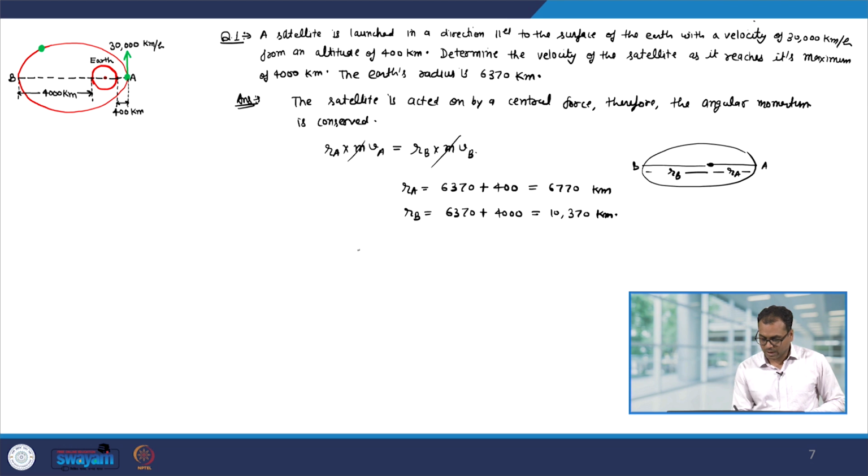Now, let us put it above. So, we have RA into VA, VA is given, it is 30,000 kilometer per hour, equal to RB, which is 10,370, into VB, and from here VB comes out to be 19,590 kilometer per hour.